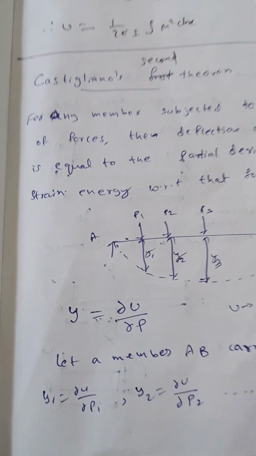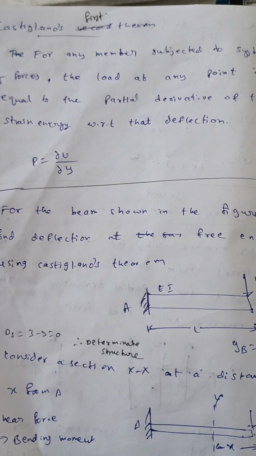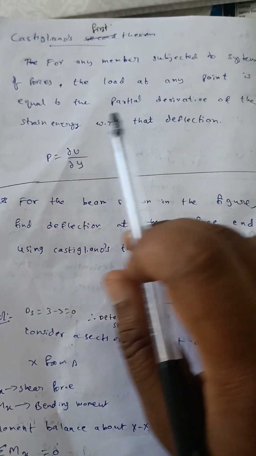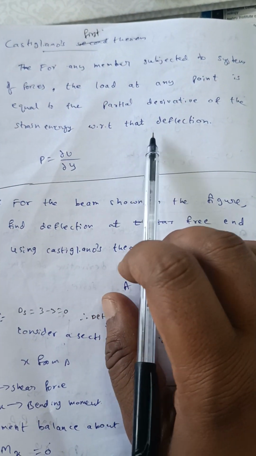In this session, we'll discuss Castigliano's first theorem and second theorem. Castigliano's first theorem states that for any member subjected to a system of forces, the load at any point is equal to the partial derivative of the strain energy with respect to the deflection.